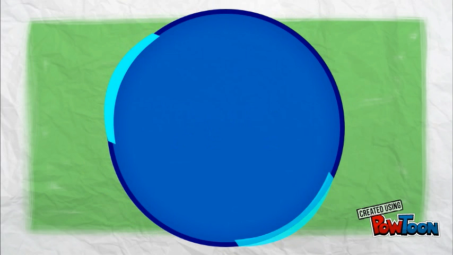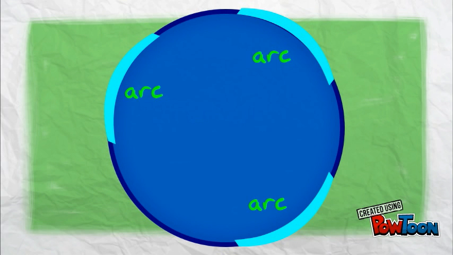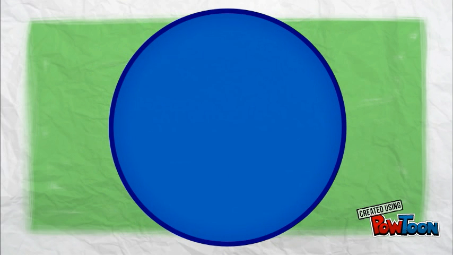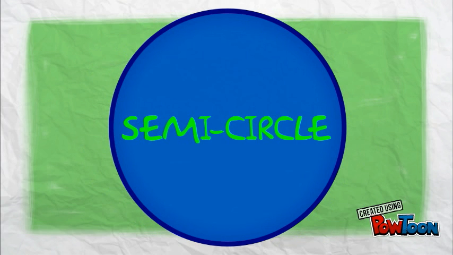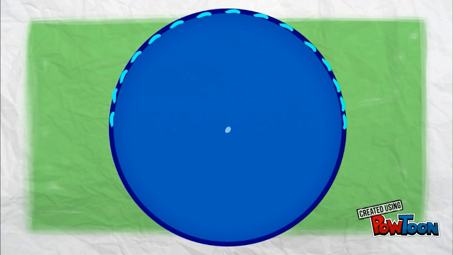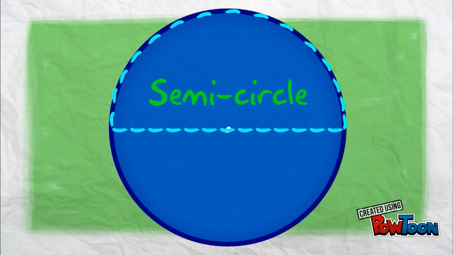And now, let's move on to the fifth part of the circle, which is the arc. The arc is the curved portion of the circle. Next, let's get to know the sixth part of the circle, which is the semicircle. The semicircle is an arc that covers the half portion of the circle.